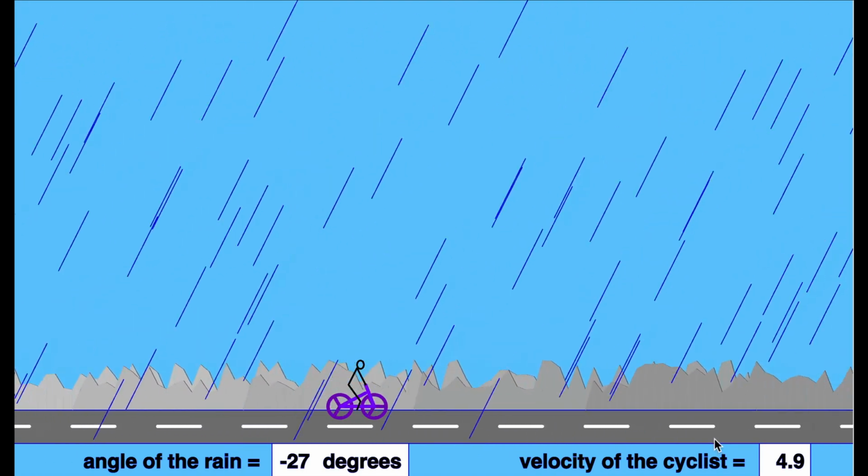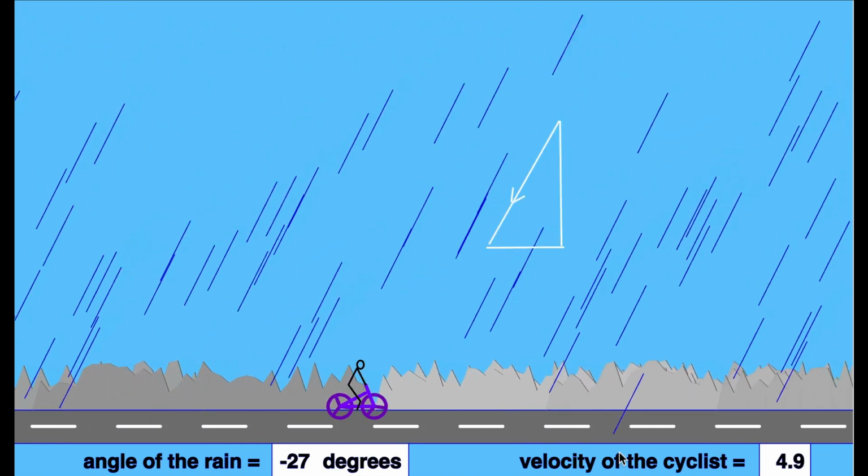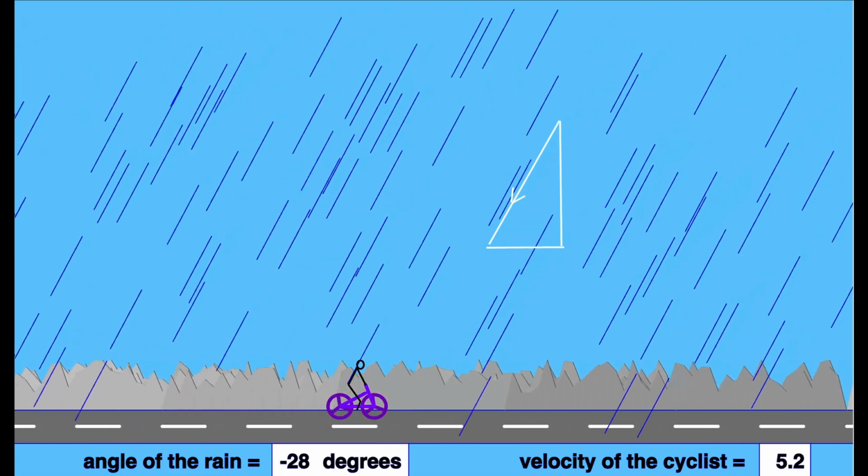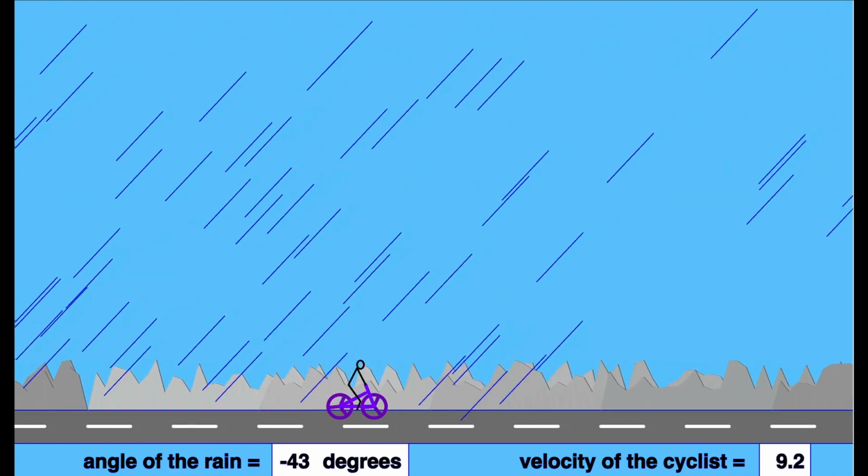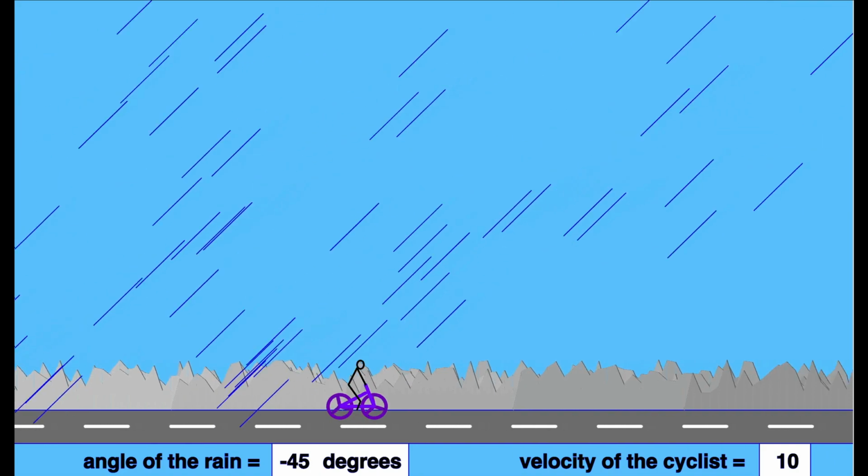Remember, the rain's vertical component was 10. Now the horizontal component is minus 4.9. Let's increase the cyclist velocity all the way to 10 meters per second.